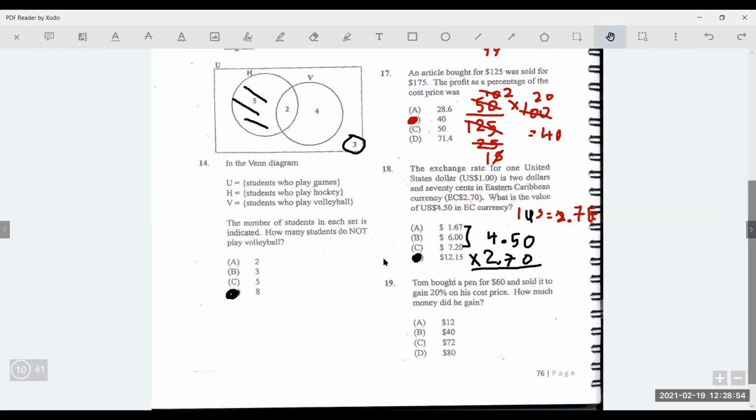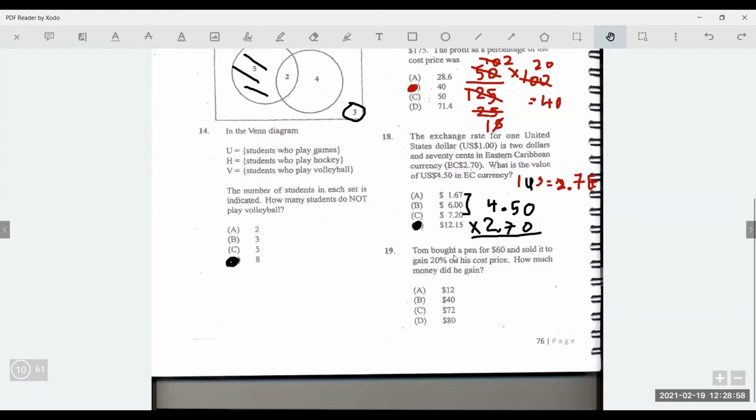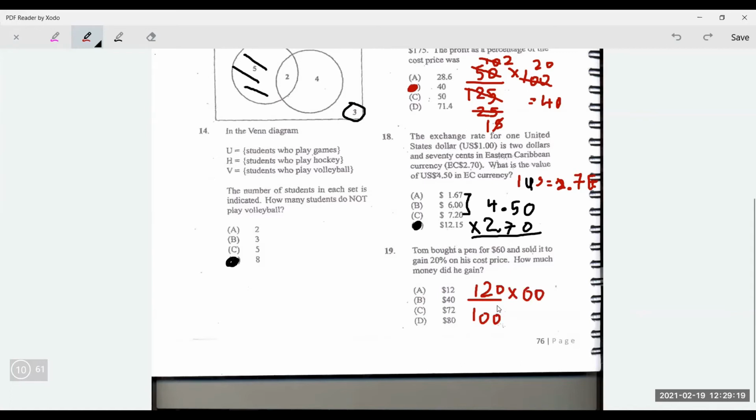Question 19. Tom bought a pen for $60 and sold it to gain 20% on his cost price. How much money did he gain? So that means Tom sold the pen for 120% of the cost price. So 120% of $60 will give you how much he sold it for. This 0 cancels this. 12 times 6 is 72. Tom sold the pen for $72. And so in reality, he gained $12. That's his gain, $12, which is option A. Nice.